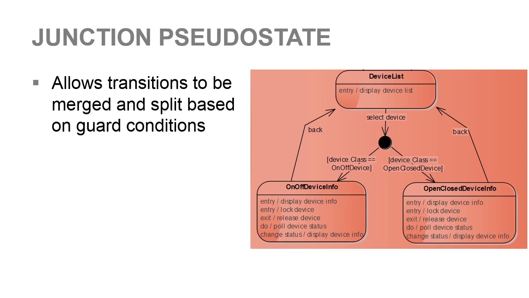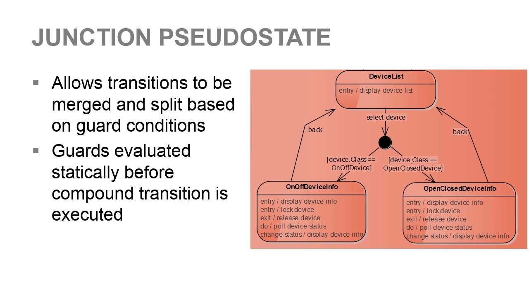The junction pseudostate allows transitions to be merged into a single transition, split into multiple guarded transitions, or both. The guards are evaluated statically before any part of the compound transition is executed, so the evaluation isn't affected by any behaviours on the transition to the junction, which might change values of variables or objects in the guard conditions. The junction pseudostate is shown with a filled black circle. In this case, this is equivalent to the choice in the previous slide, as there's no behaviour on the select device transition that could affect the evaluation of the guards.